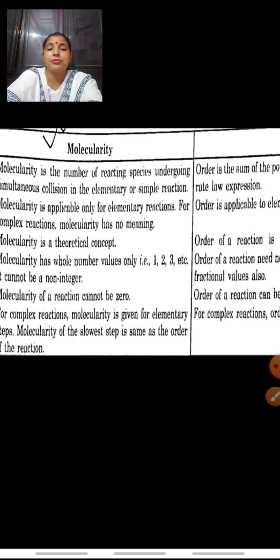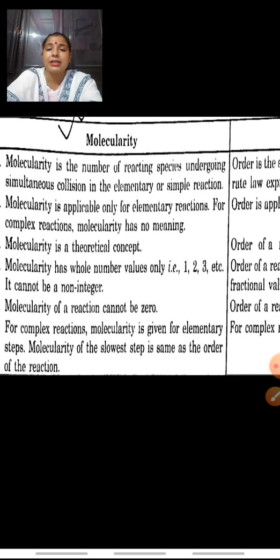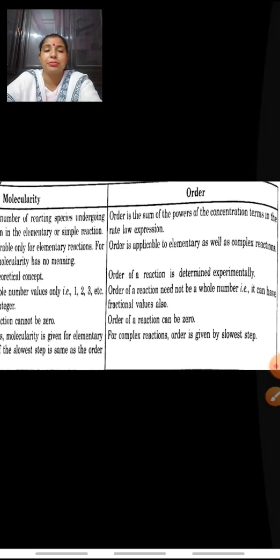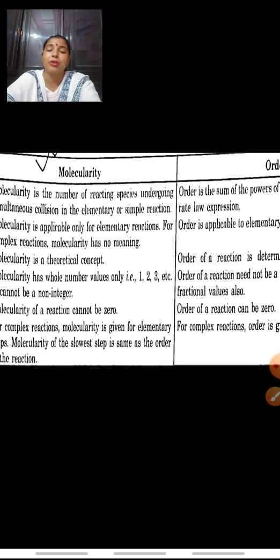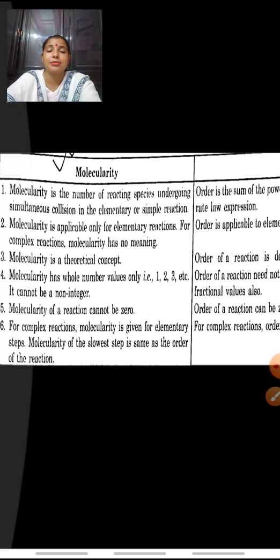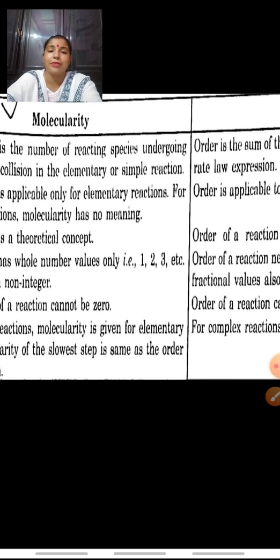And the second difference is molecularity is applicable only for elementary reactions. That means for complex reactions there is no meaning of molecularity. For them we only have to determine the order. Order is applicable to elementary as well as complex reactions. Elementary reactions will also have an order, and similarly complex reactions will also have an order.